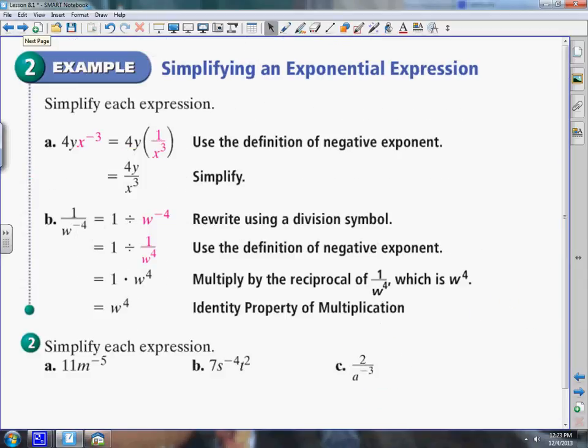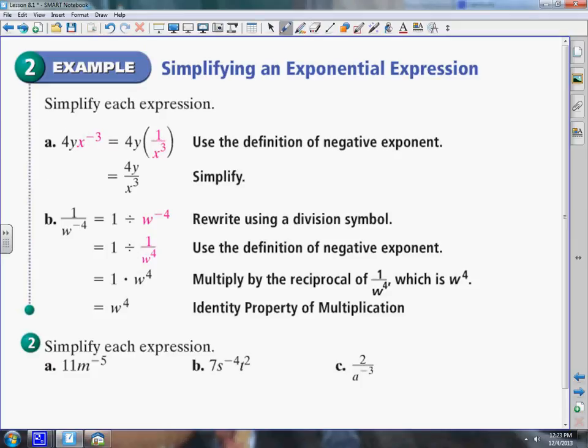Okay, simplify each expression. Now, what they're going to do is combine a number and some letters and some negative exponents, positive and negative exponents together. What you need to realize is that x to the negative 3 only goes with x. It doesn't go with the y and it doesn't go with the 4. It's completely separate. So they put it in red, which I kind of like. It kind of makes sense.